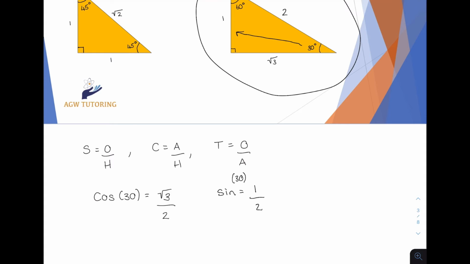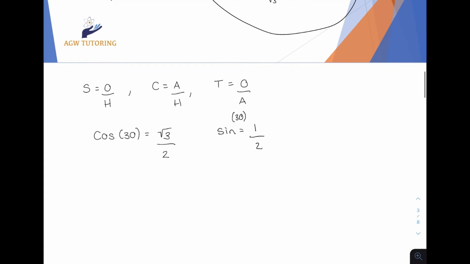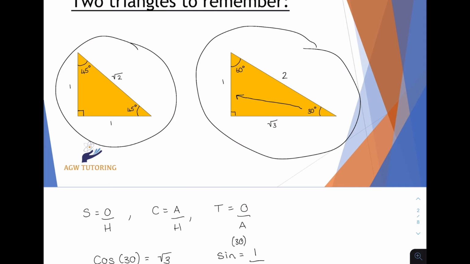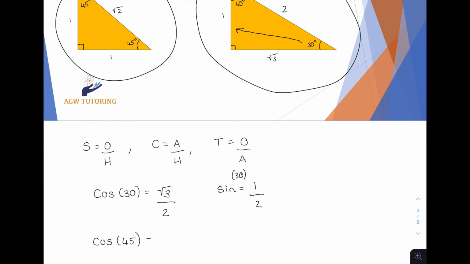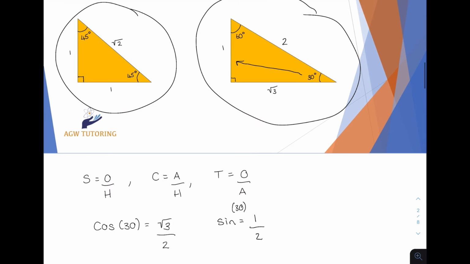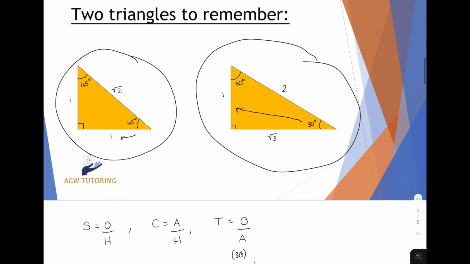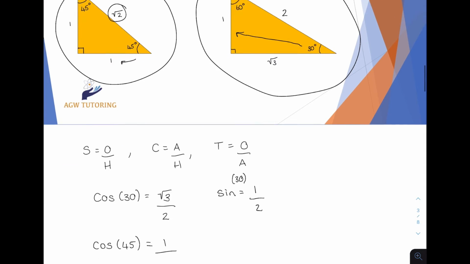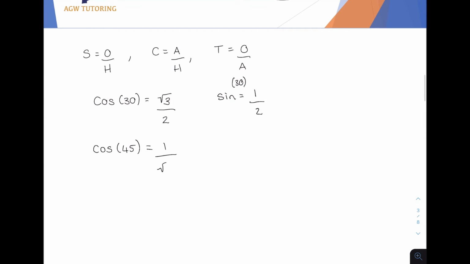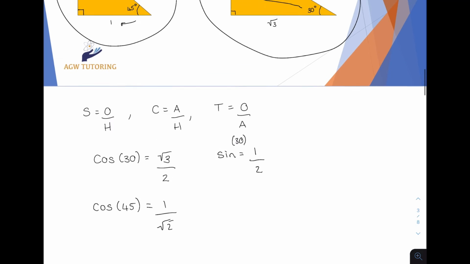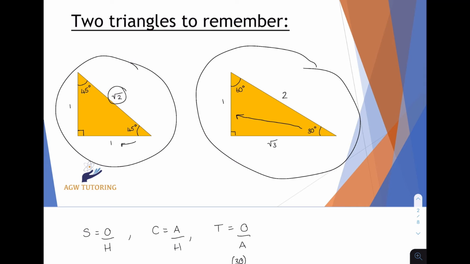Using the other triangle, let's do cos 45. So using this triangle now, we want the side that's adjacent to one of these 45 angles, which is 1, over this root 2, because that's our hypotenuse. And that's how you do it. That's how you find values using these two triangles.